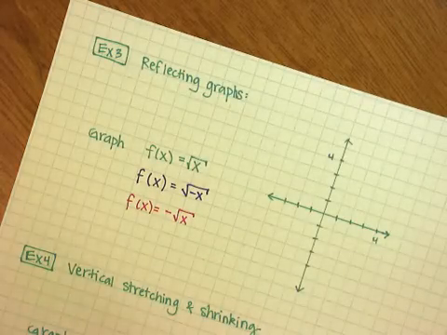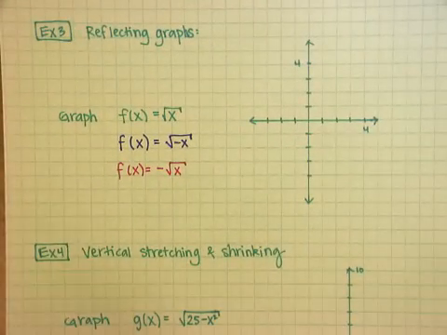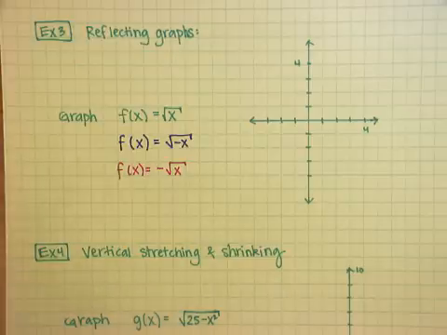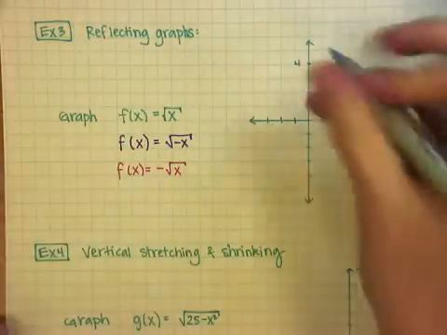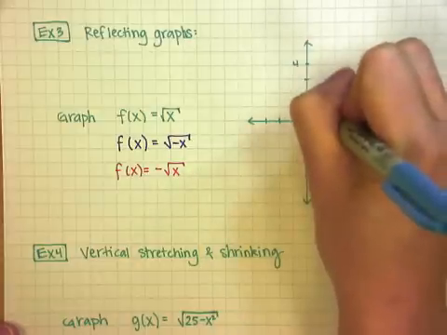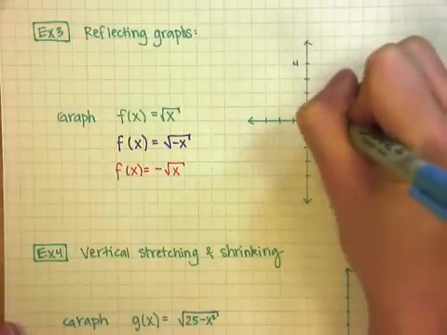All right, so we've got horizontal shifts, we've got vertical shifts. The next thing we're going to talk about is reflecting our graphs. So here, the first graph that I have, my parent function is the square root of x. When I take the square root of 0, I get 0. The square root of 1 is 1. The square root of 4 is 2. So here's my parent function.